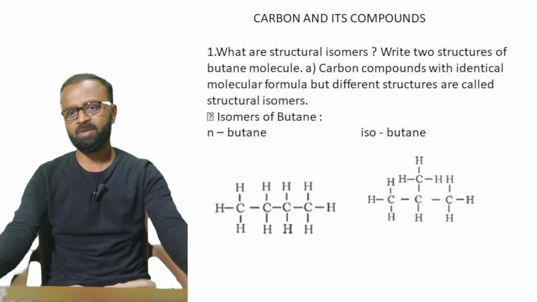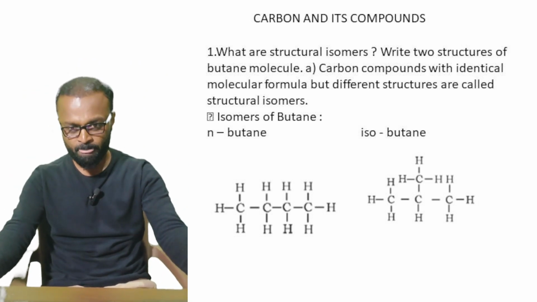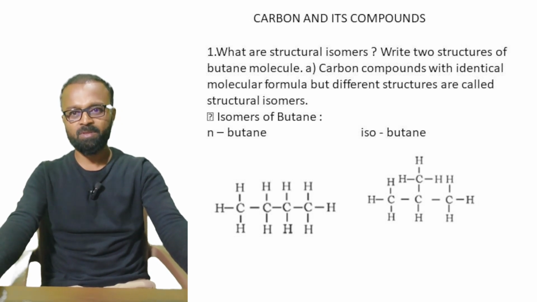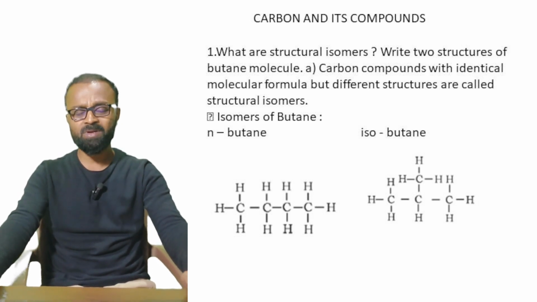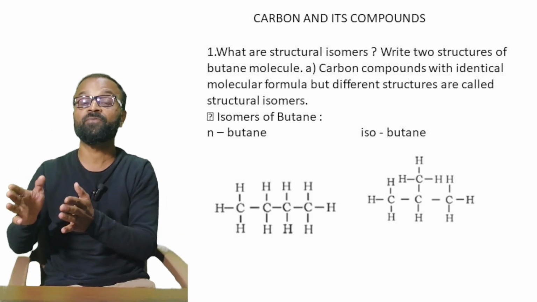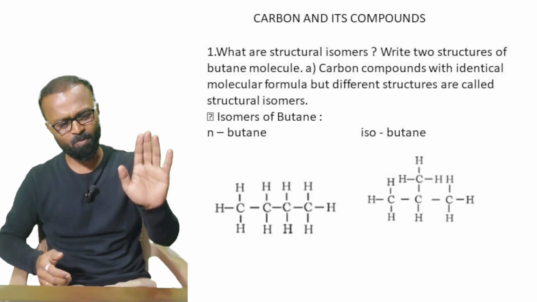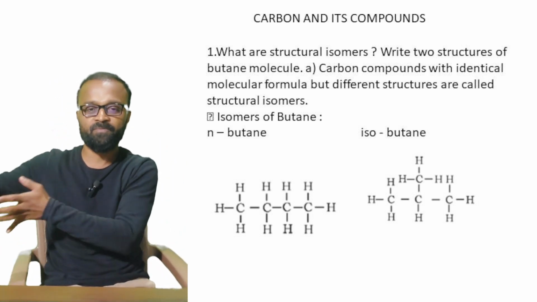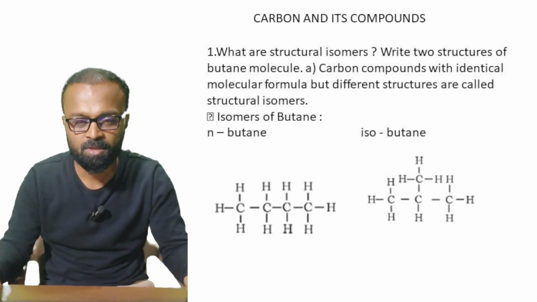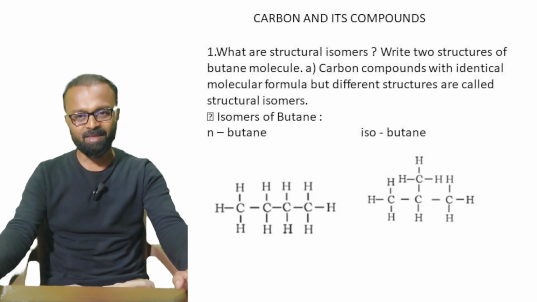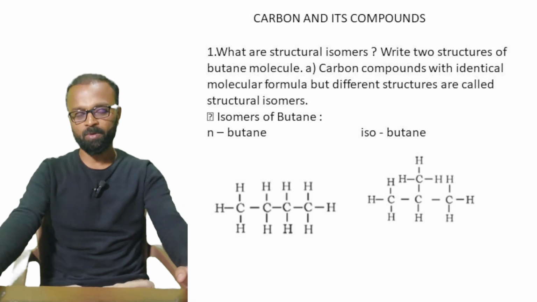What are structural isomers? Write two structures of the butane molecule. See, structural isomers means what? The isomers which have the same molecular formula but differ in structure. The formula is the same, but it can be written in different structures. We call them isomers, or structural isomers. Now they are asking, write any two structures of the butane molecule.